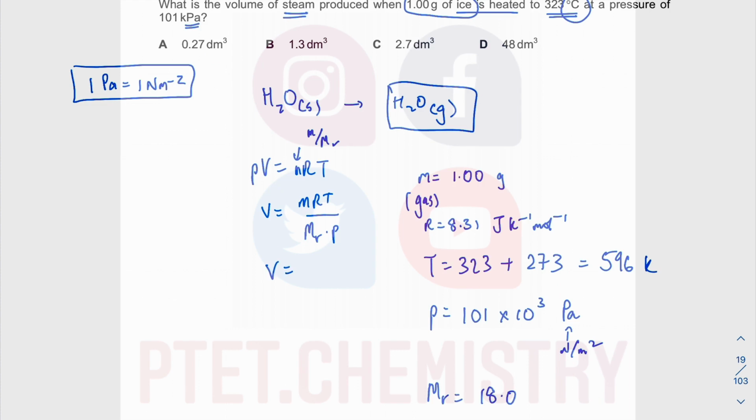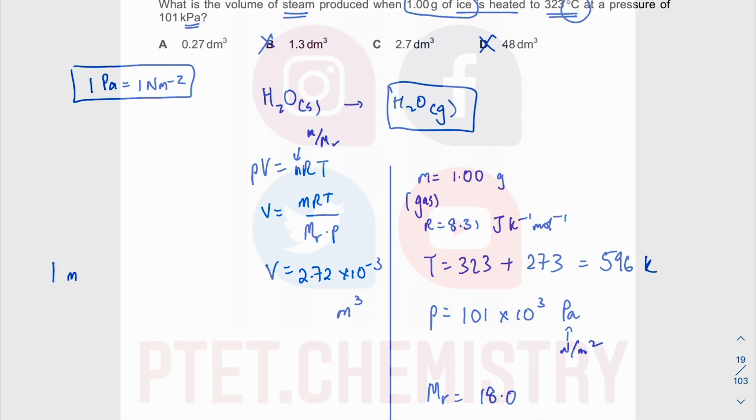So 1 gram times 8.31 times 596 divided by 18 divided by 101 times 10 to the 3. I get 2.72 times 10 to the minus 3. That is meter cube. So units are very, very important here, yeah? How would you decide which one is which? You can tell 1.3 is definitely out. 48 is definitely out, okay? But which one is which? That's what you need to decide.